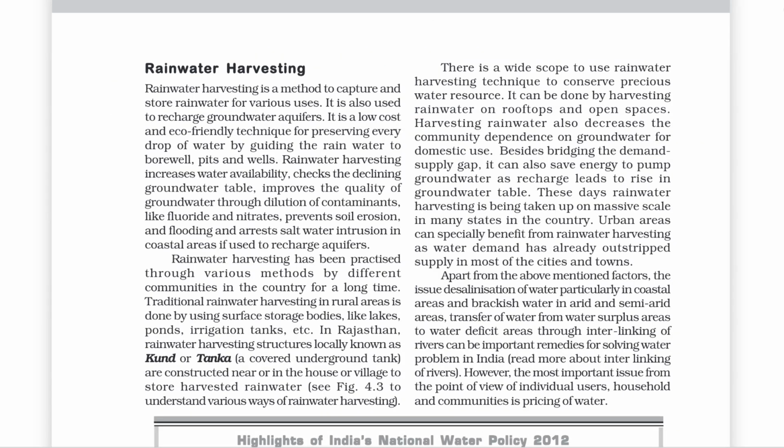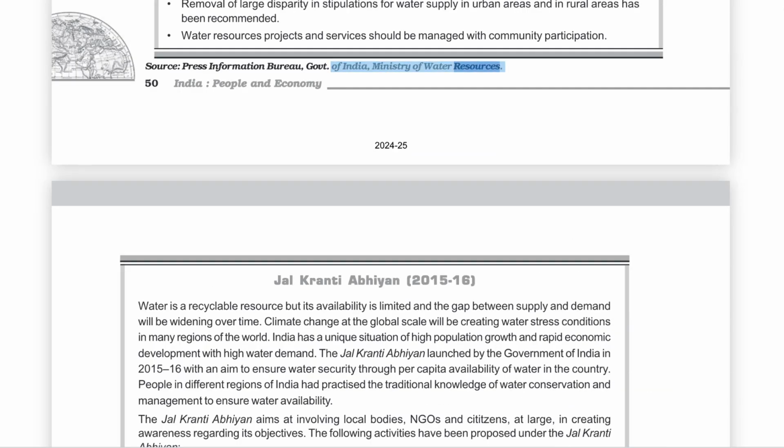Source: Press Information Bureau, Government of India, Ministry of Water Resources.